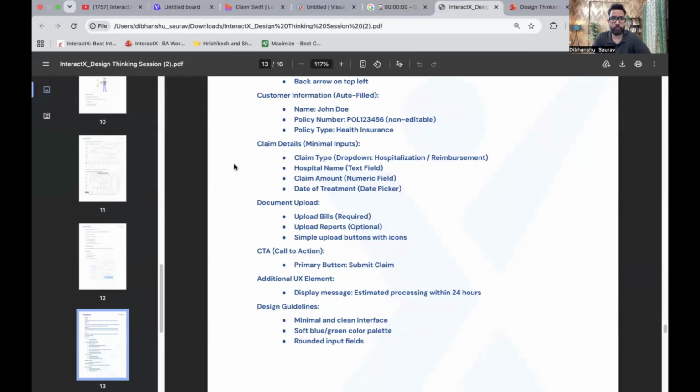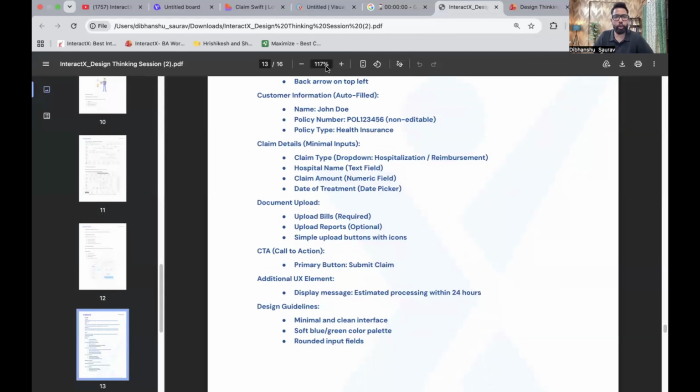Additional UX element: display message, estimated processing within 24 hours. Design guideline: minimal and clear interface, soft blue or green color, rounded input fields.